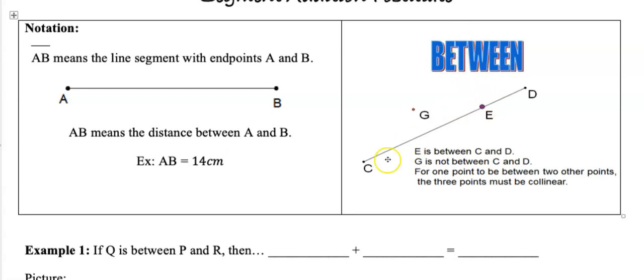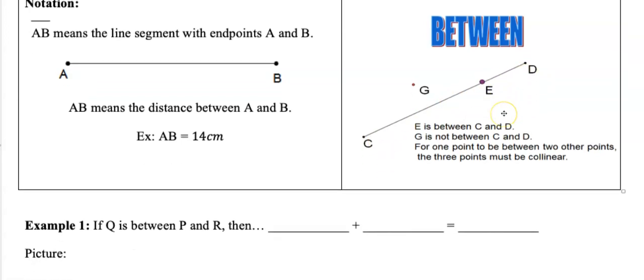Between means on the line. So por ejemplo, E is in between C and D. So E is on the line. G is not between. No está bien porque it's not on the line. Okay, so between is on the line. It doesn't have to be in the middle. So not en el medio, but just on the line.